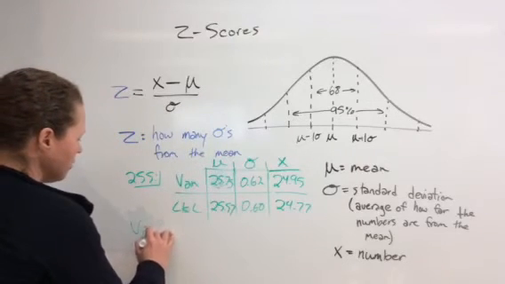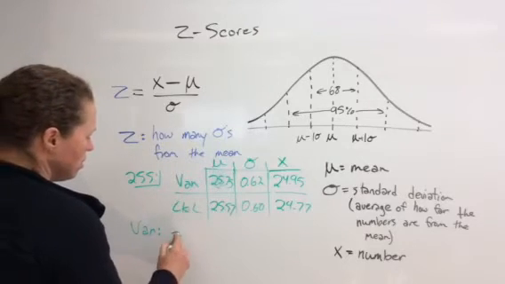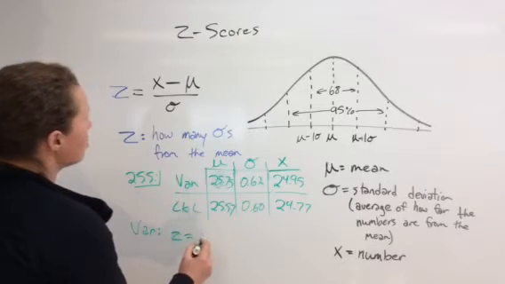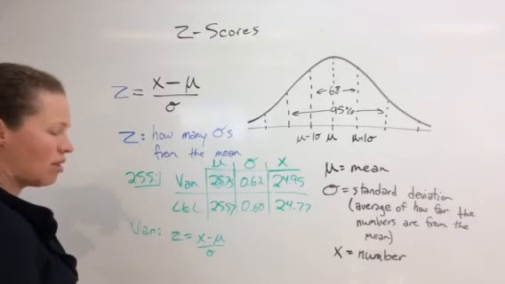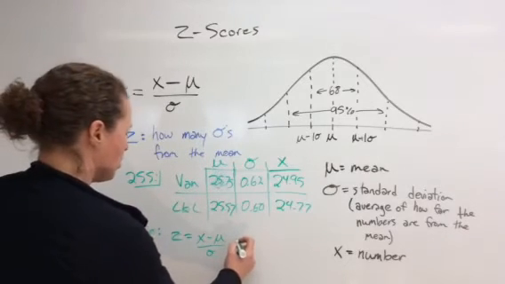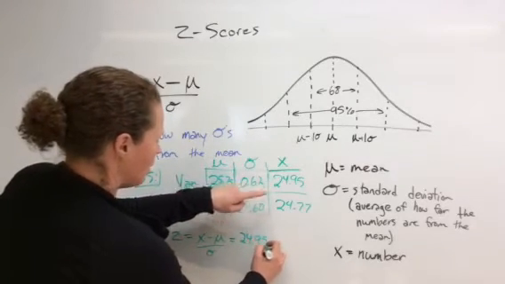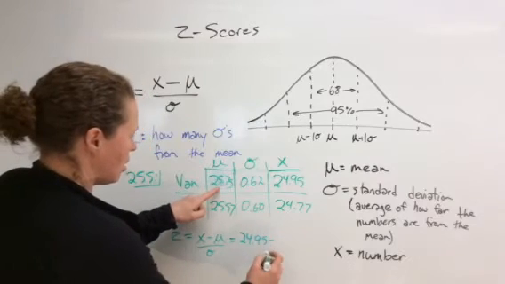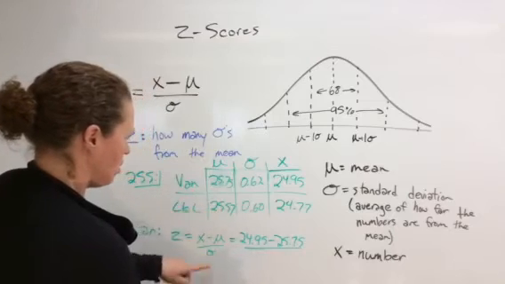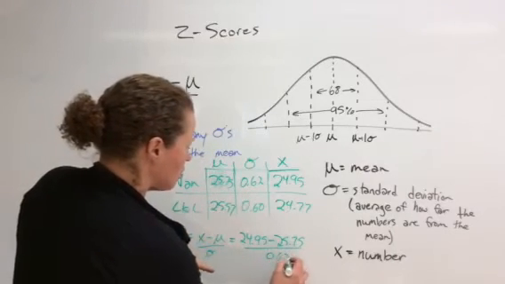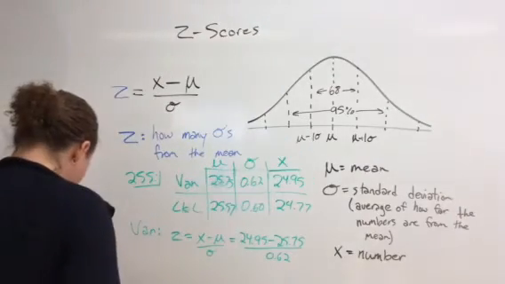So for Vancouver, we've got the formula, z equals x minus mu, over the standard deviation. I don't even know what that symbol is, you'd have to look it up. So I'm just going to put in the values. X is 24.95 minus the average, which is 25.75, all over the standard deviation, which is 0.62. So I'm just filling in the numbers that they gave me, and I can work out my answer.